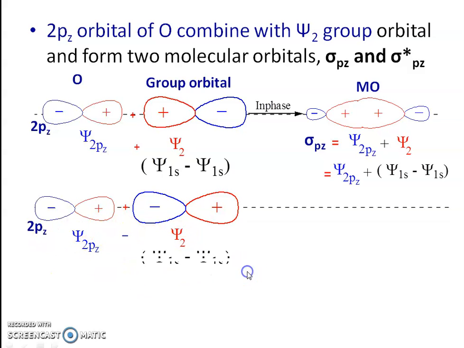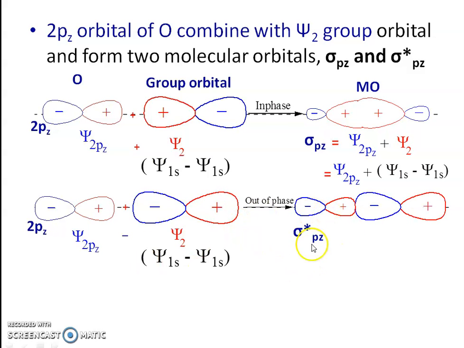This is an out of phase combination, and again psi 2 is equal to psi 1s minus psi 1s. After the out of phase combination, there is the formation of the anti-bonding molecular orbital, that is sigma star pz, and sigma star pz is equal to psi 2pz minus psi 2. This minus sign is for the out of phase combination, and therefore sigma star pz is equal to psi 2pz minus psi 1s minus psi 1s, because psi 2 is equal to psi 1s minus psi 1s.